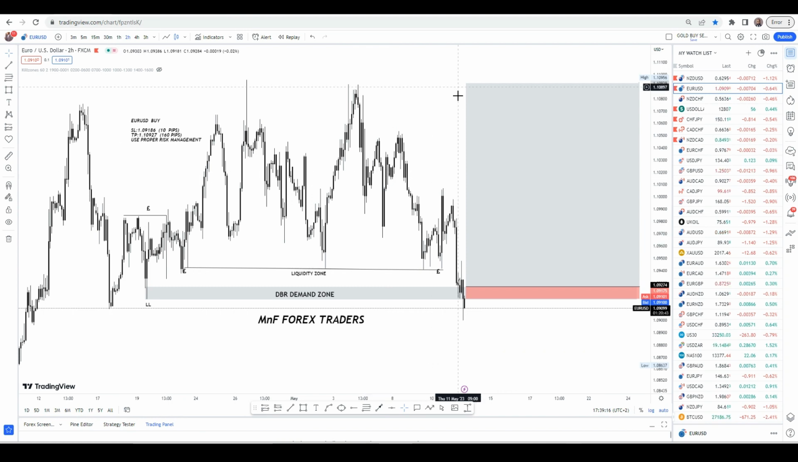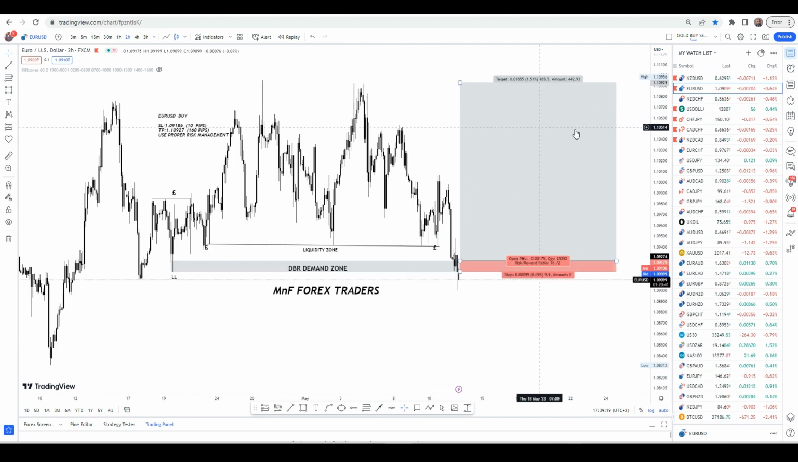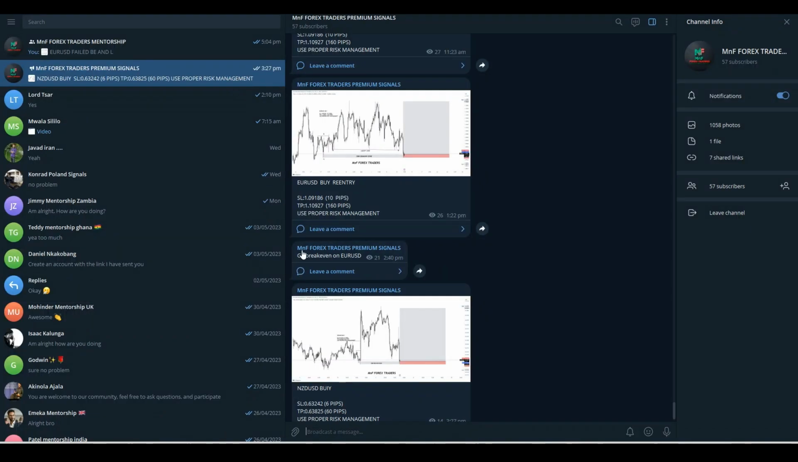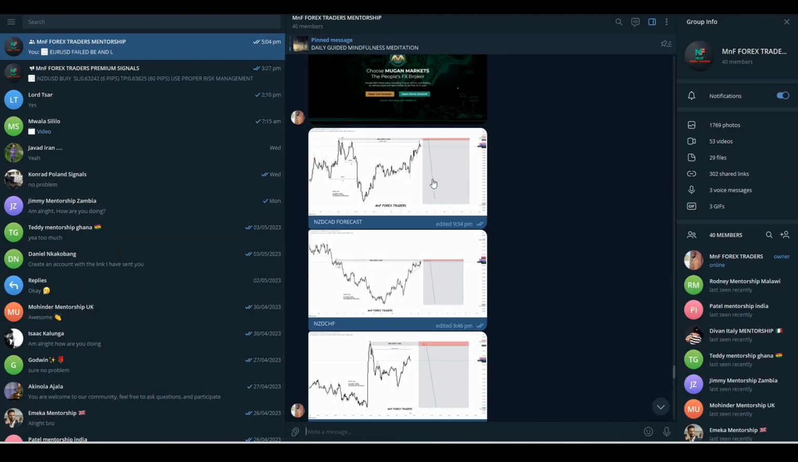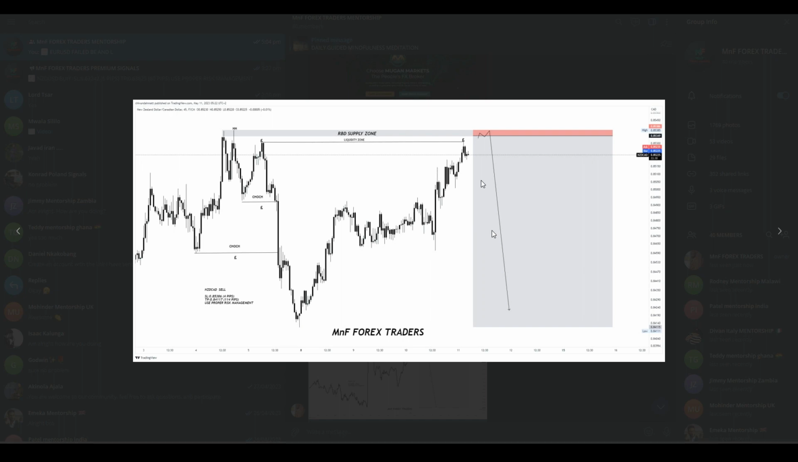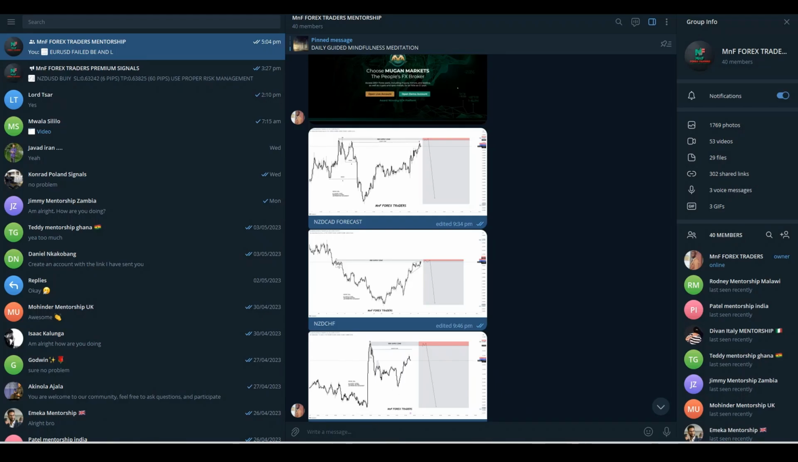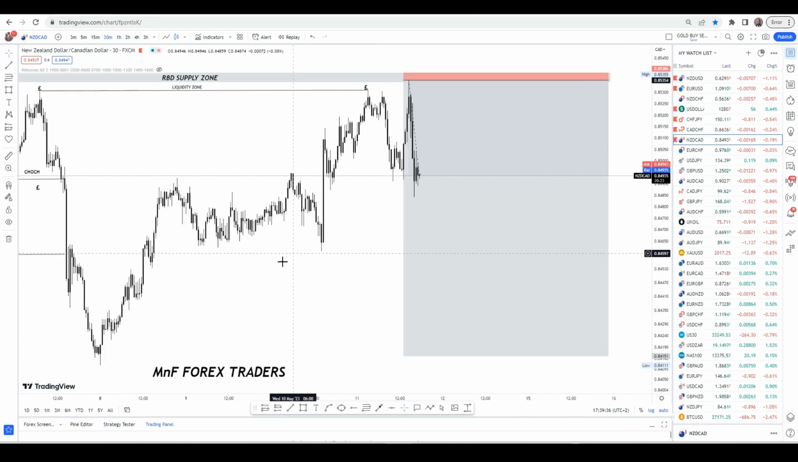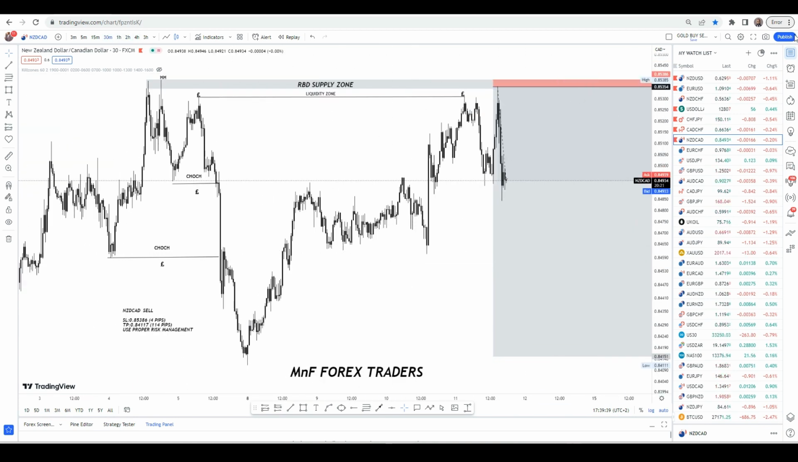So apart from this, if you remember, we actually forecasted NZD CAD. Let me just show you the forecast right here. The NZD CAD was forecasted in the morning today. It was a beautiful trade right here, and we were waiting for the market to come to this level right here. And now this is what happened on NZD CAD. It has moved really beautifully to the downside.